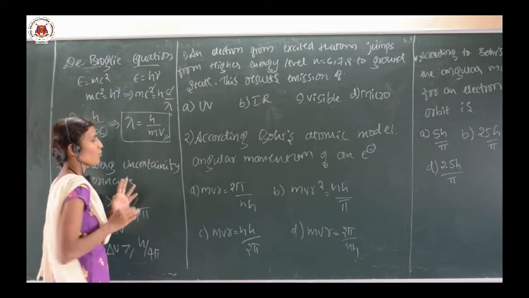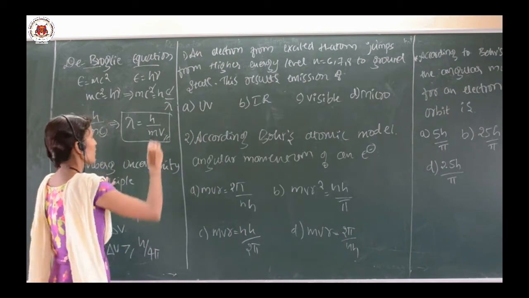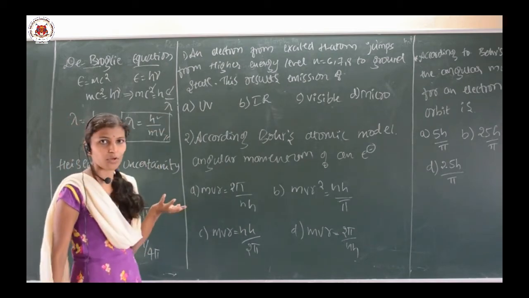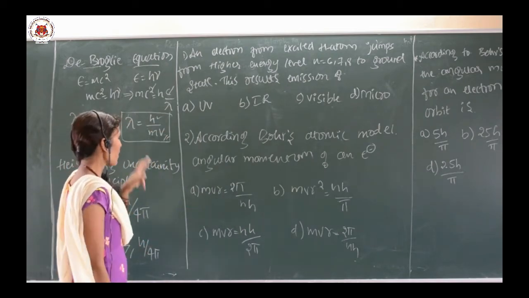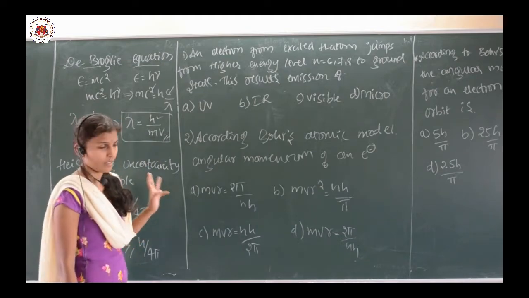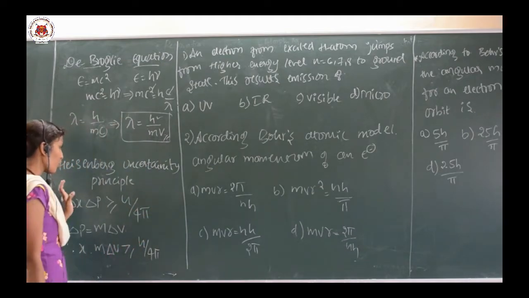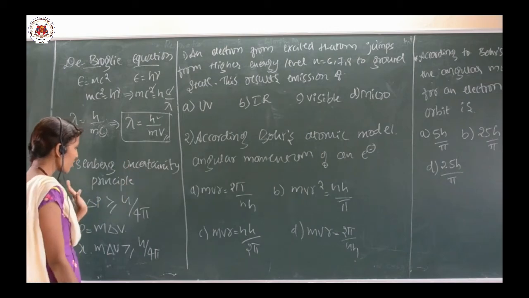This is important, you need to know. Here h is the Planck's constant, whose value you already know, m is the mass and v is the velocity. Clear? Let us go for one more concept, Heisenberg's uncertainty principle.